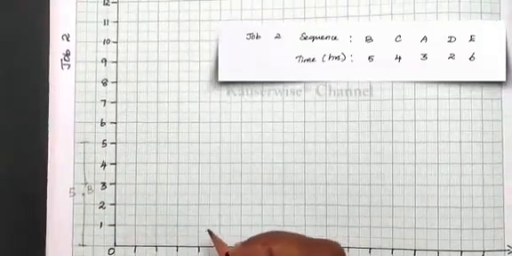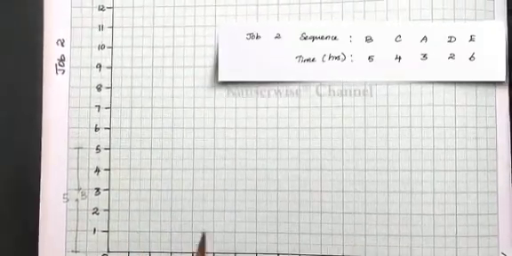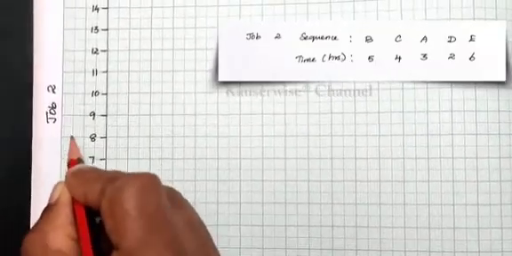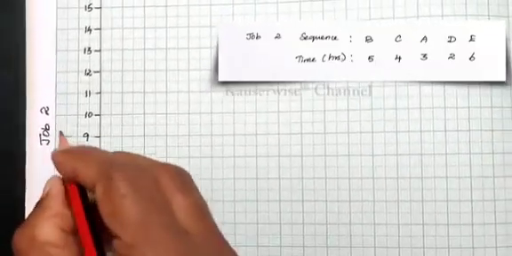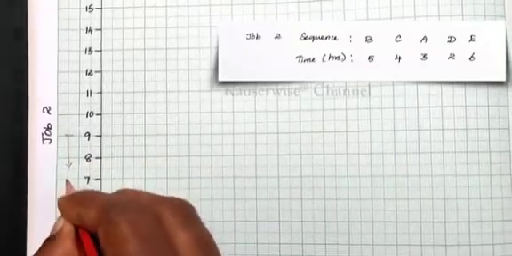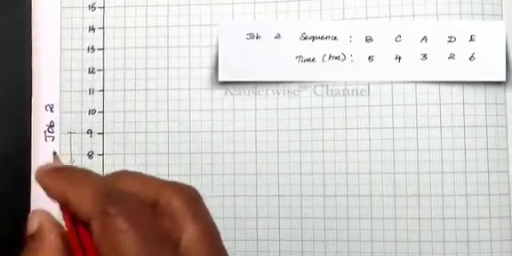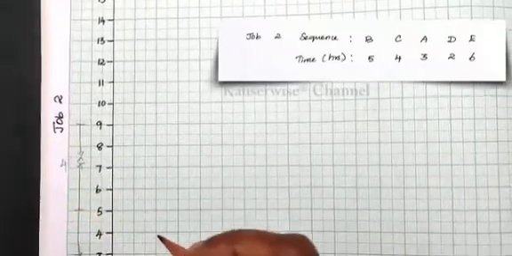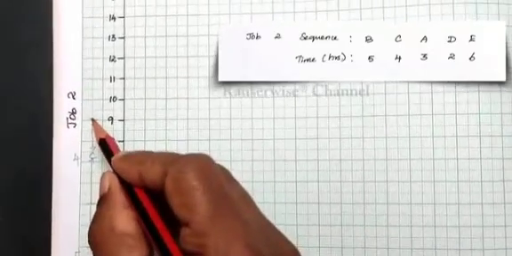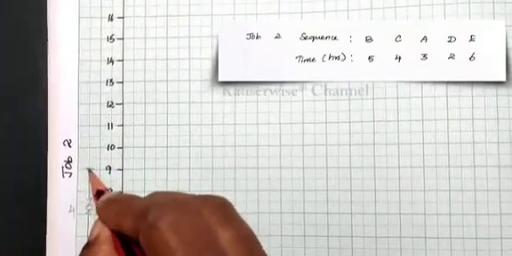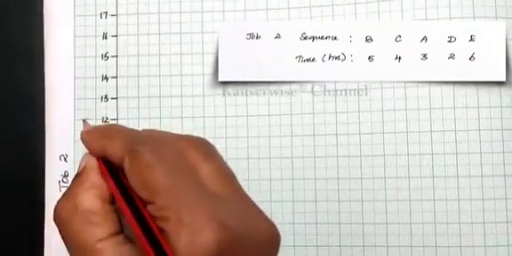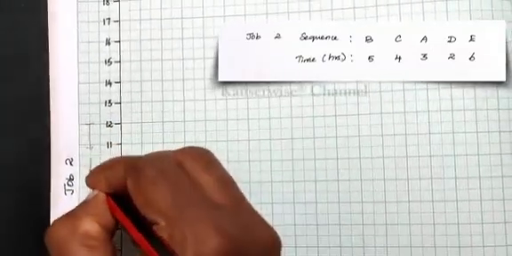The next process is machine C. Duration is 4 hours. Start from here: 1, 2, 3, 4. So this is the duration for the next machine, machine C, 4 hours. The next sequence is machine A. Duration is 3 hours. Start from here: 1, 2, 3. So this is the duration for machine A.